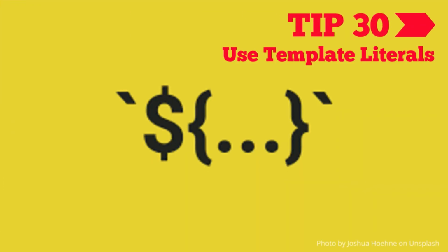30. Use template literals. Template literals make working with strings so much easier than before. No more long string concatenation. To create a template literal, instead of using single quotes or double quotes, we can use the backtick character. This will produce a new string and we can use it in any way we want.